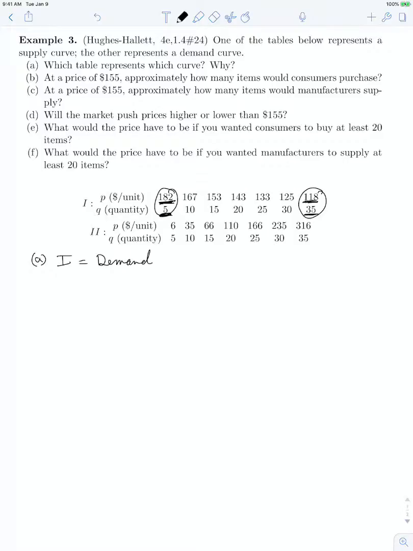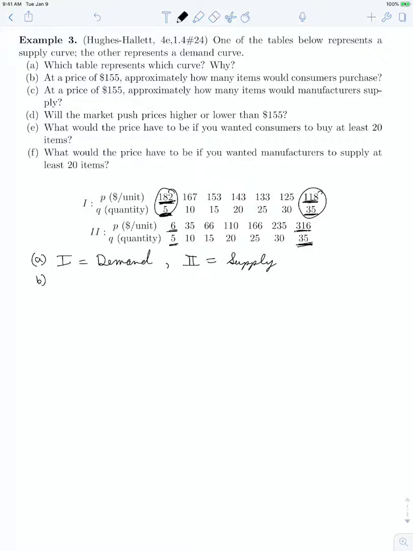So as soon as you figure that out, of course, the second table is automatically set. Table 2 is equal to supply, but I will explain it again in case you went about it in the other order. In table 2, the price starts at 6, goes up to 36, and together with it, the quantity starts low and goes up with the price. So the suppliers, when the price is high, are more willing to supply more of whatever the item is. So again, table 2 is supply.